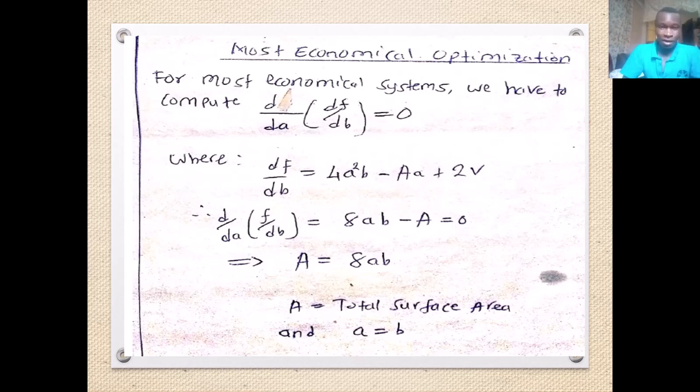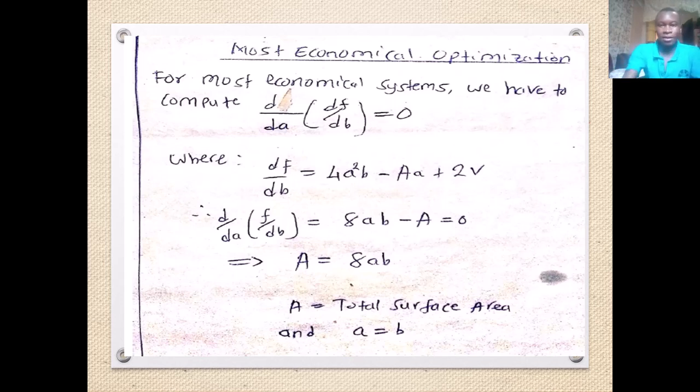So as you can see, we have there the derivative with respect to b is 4a squared b minus a plus 2v. Then you go ahead and differentiate this with respect to a, and that's what you are going to have. You are going to have 8ab minus a is equal to 0.